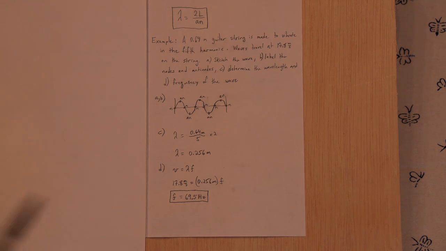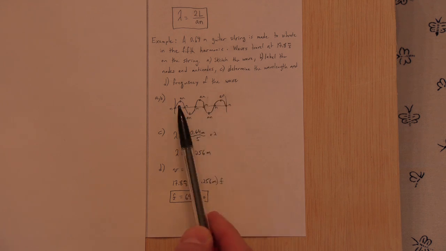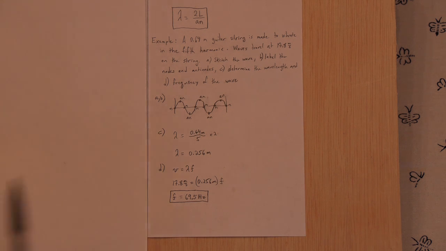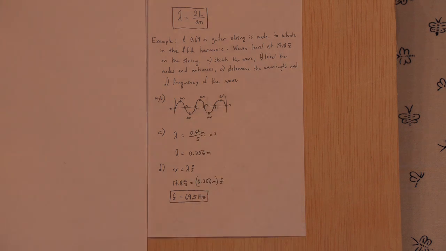So here's a little picture. I draw crest, trough, crest, trough, crest. So notice 1, 2, 3, 4, 5. That's the 5th harmonic. I have 5 antinodes, and by the way, 6 nodes. That's always the case. The number of antinodes is equal to the harmonic number. The number of nodes is one extra.